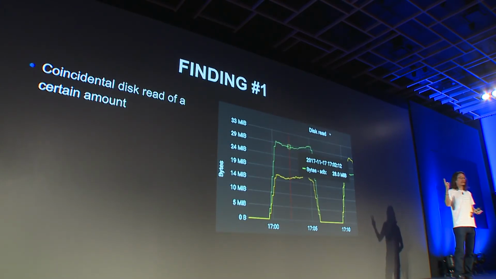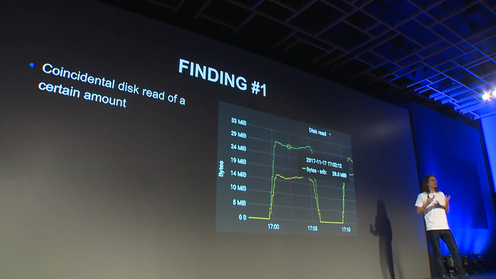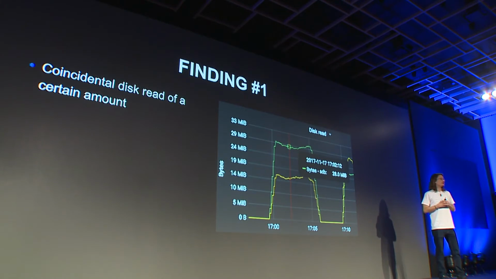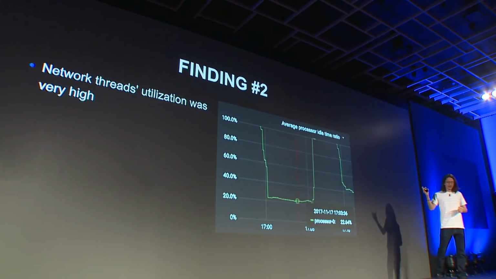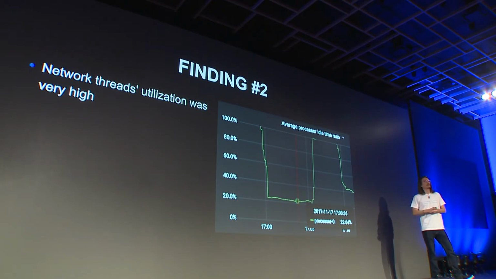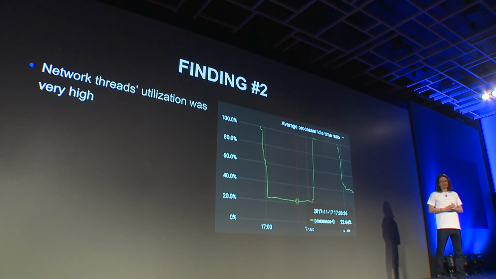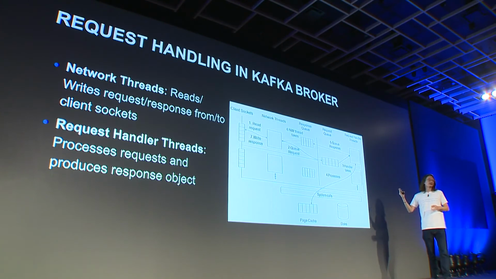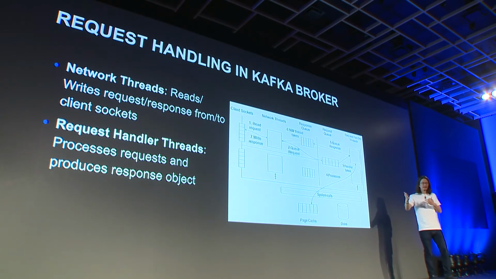We did some investigation and we discovered two things. One is that at that time, on the broker machine, there were many disk reads. Another discovery we made is that the network thread, which is the I/O thread between clients, had very high utilization. So we did investigation on this issue.